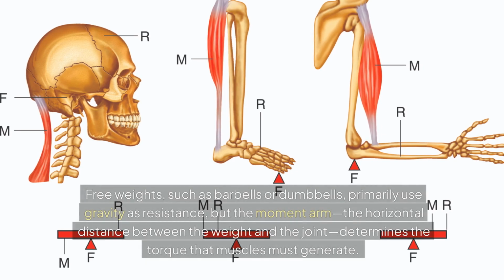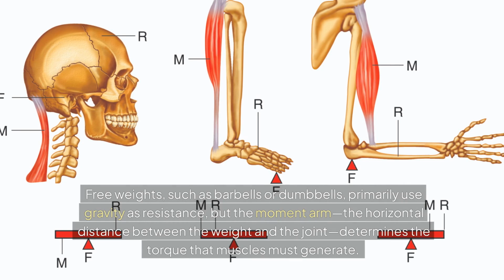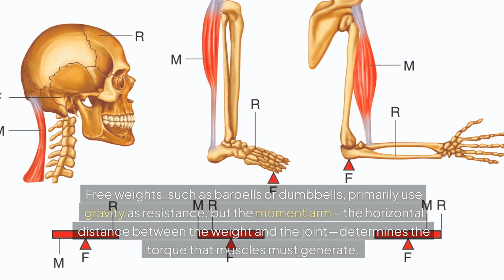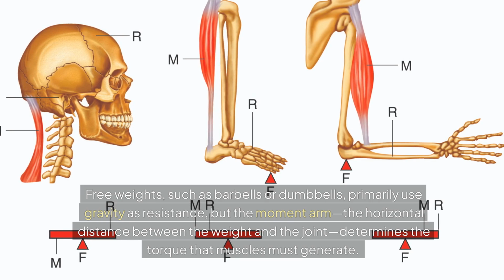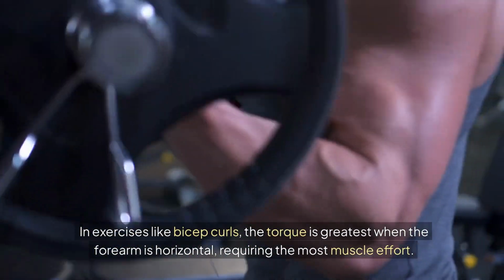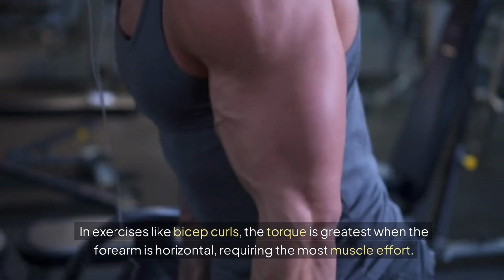Free weights such as barbells or dumbbells primarily use gravity as resistance, but the moment arm, the horizontal distance between the weight and the joint, determines the torque that muscles must generate. In exercises like bicep curls, the torque is greatest when the forearm is horizontal, requiring the most muscle effort.